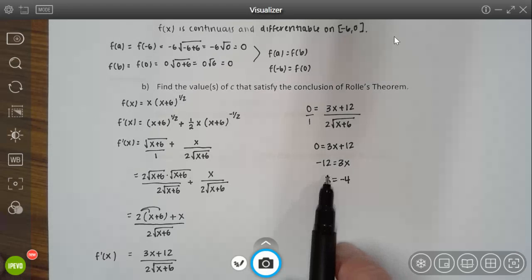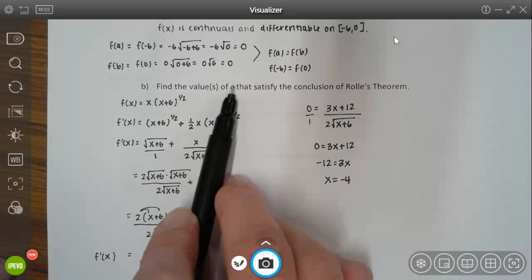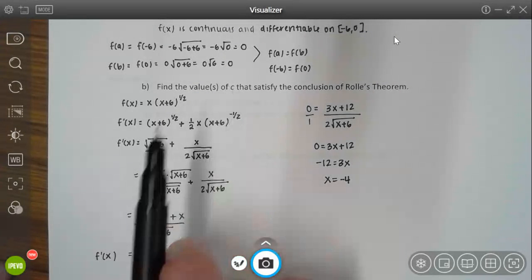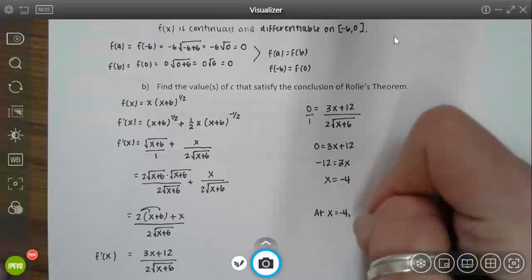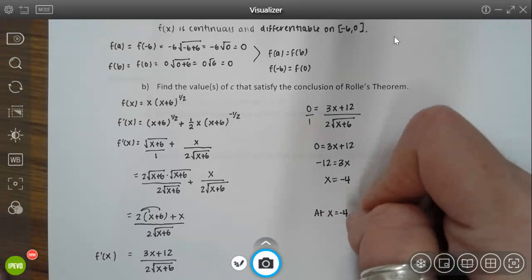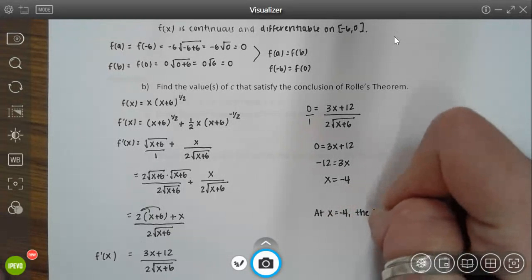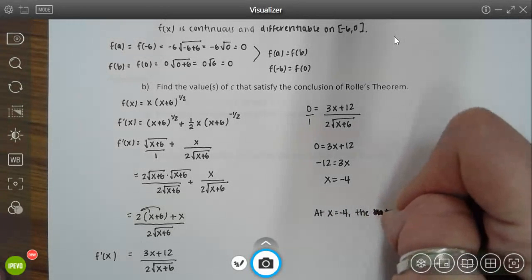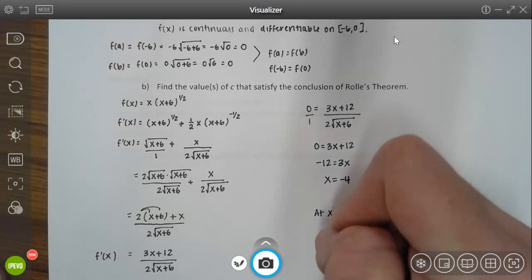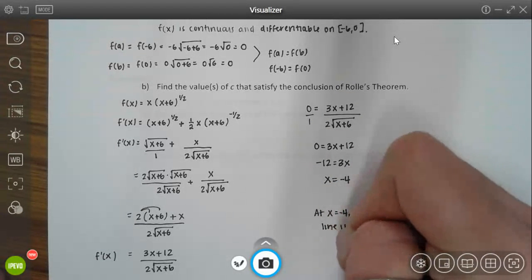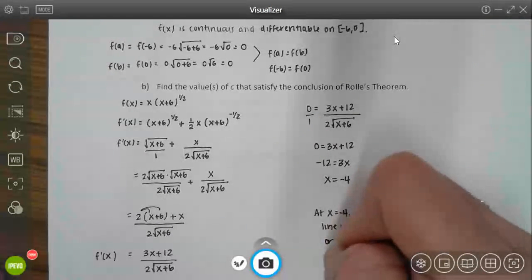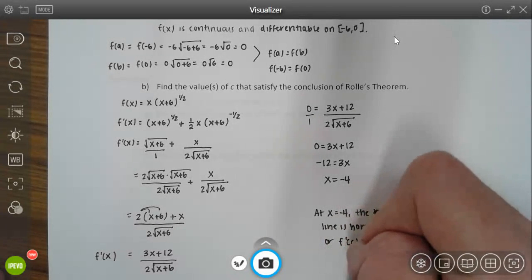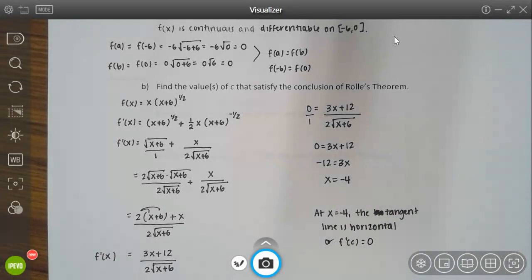So this is telling me that at the x value of -4, which again is just representing that c, the tangent line is horizontal. Or that's a notation where f prime of c is equal to 0. So that is the x value that satisfies our Rolle's theorem.